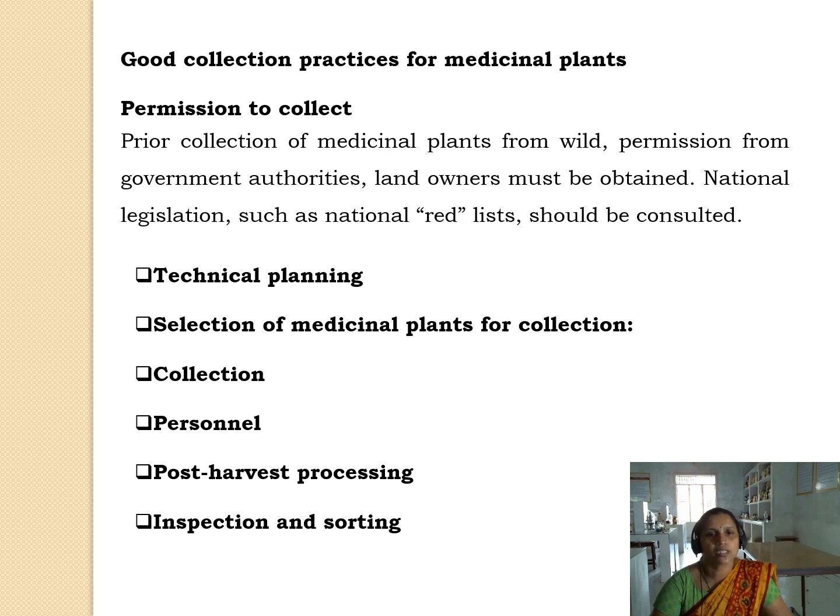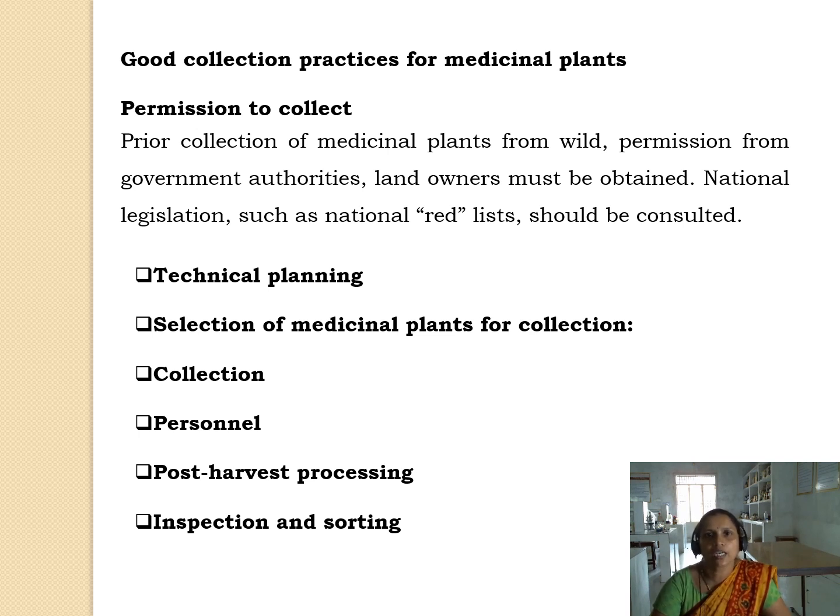So the next parameter is selection of medicinal plants for collection. The botanical variety selected for collection should be the same as that specified in the National Pharmacopoeia or recommended by other authoritative national documents. So the next one is regarding collection. Medicinal plant material should be collected at the appropriate season or time period, because the quantitative concentration of biologically active constituents varies with the stage of plant growth and development.